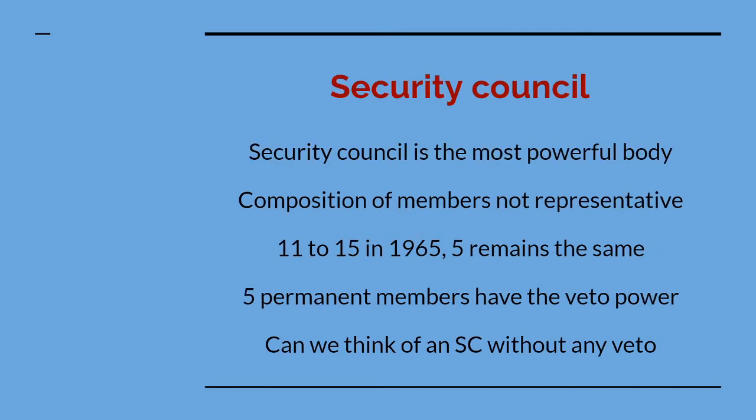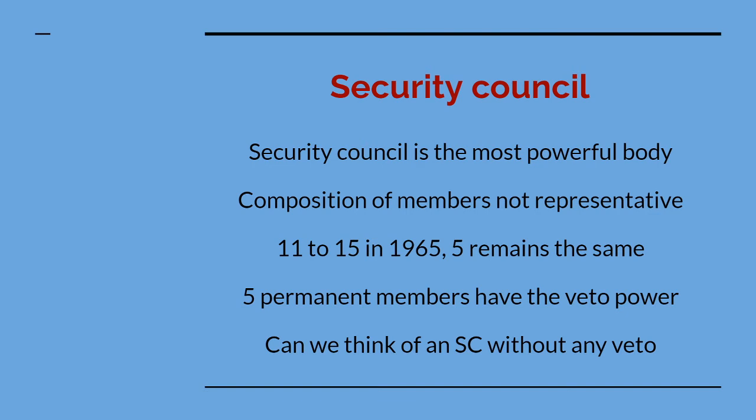So we'll go to the next, that is its most powerful body. The Security Council is the most powerful body of the United Nations. It has 15 members, as I have already mentioned, but it is not a representative body, as one can see. Earlier it had only 11 members; the 5 permanent members were the same, but 6 members were non-permanent. Now 10 members are non-permanent, and they are elected by the General Assembly for a period of 2 years. Each permanent member has the veto power.